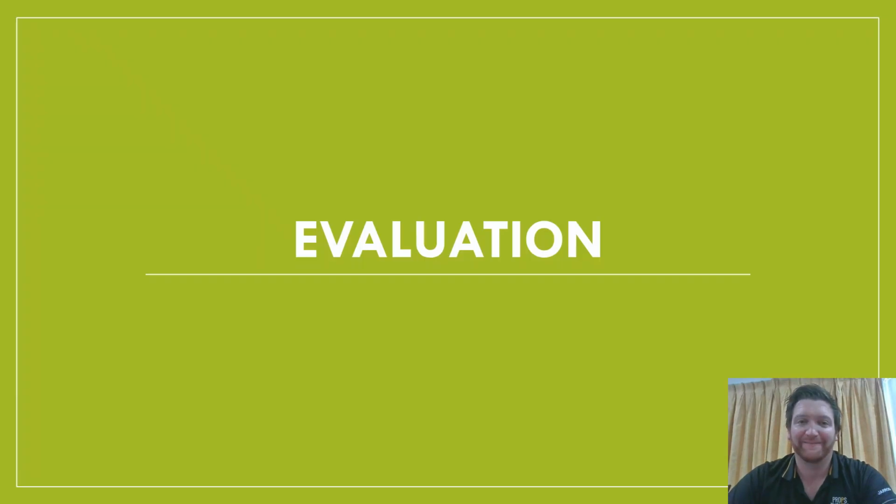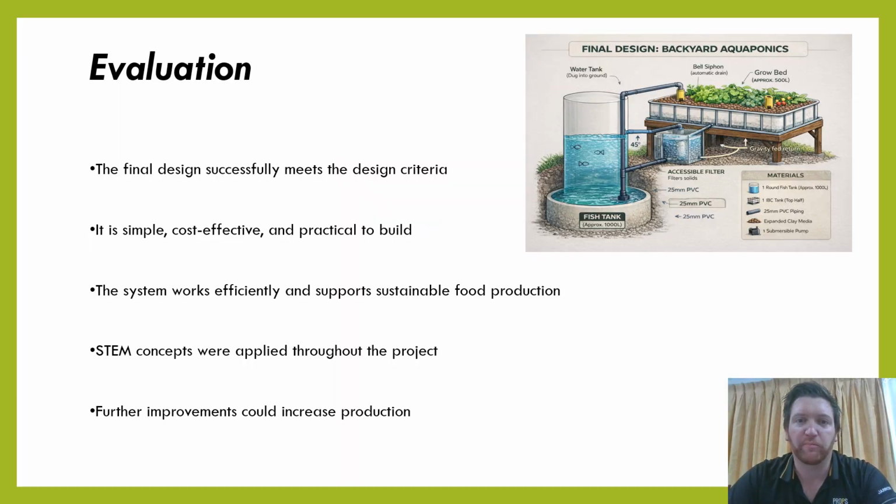Evaluation. The success of this aquaponics project was based on the key criteria including cost, practicality, ease of construction, sustainability, and efficiency. These ensure the system met the client's needs while using available materials. Design 3 was chosen as the final solution because it best met the criteria. It was cost-effective, used existing IBC tanks and a water tank, and is simple to build. The use of gravity and 45-degree angles for the pipes improves water flow, which makes the system more reliable.